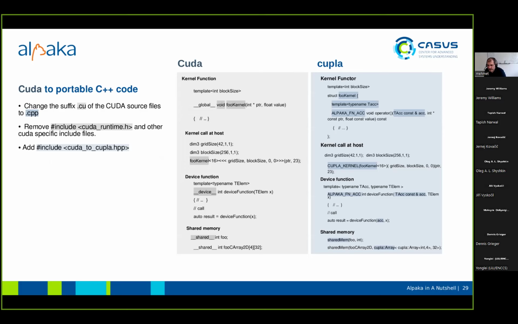As you can see, CUDA and cupla code is quite similar. A CUDA kernel function is converted to a kernel functor. A kernel call in cupla needs the cupla kernel macro. As an example, the shared memory declaration needs a shared memory function in cupla, and a 2D array in shared memory is achieved by a cupla array of cupla arrays. Here, two cupla arrays are inside each other.